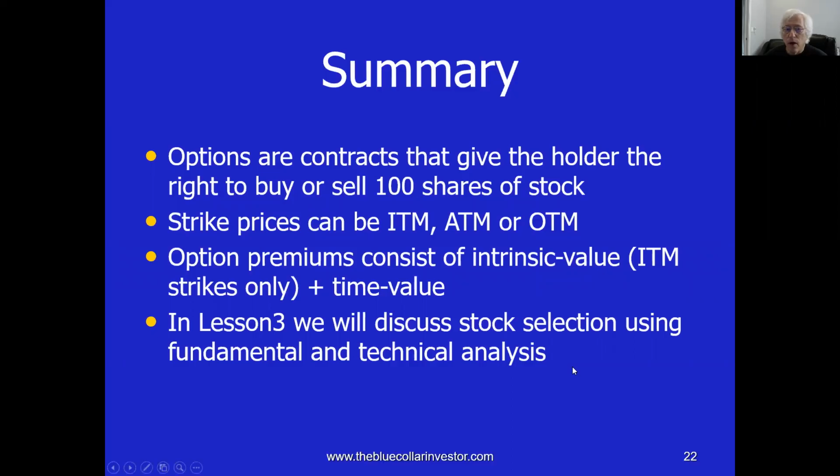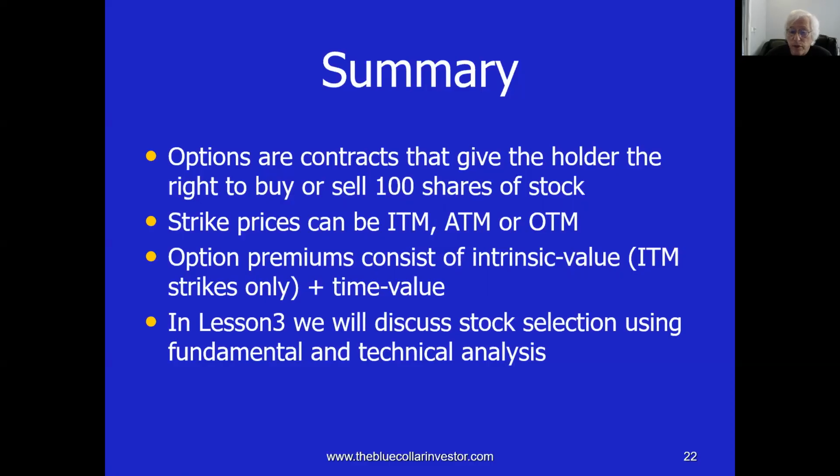So let's summarize this particular lesson here, option basics. Options are contracts that give the holder the right to buy or sell 100 shares of stock. So they have the right to execute a future stock transaction, which may or may not be executed. Strike prices can be in the money, lower than current market value, at the money, equivalent to current market value, or out of the money, higher than current market value.